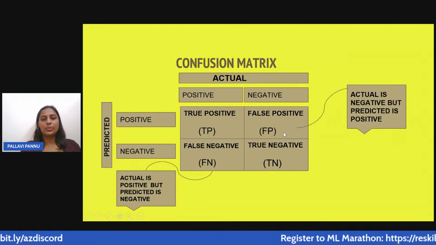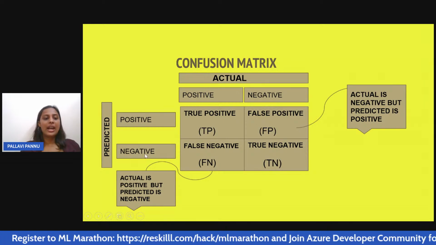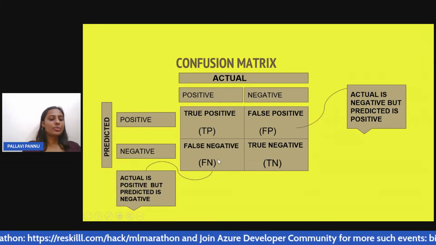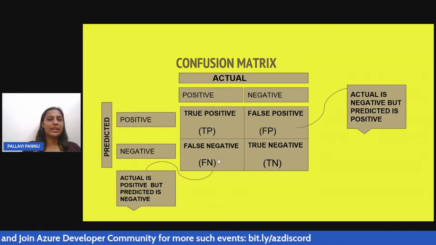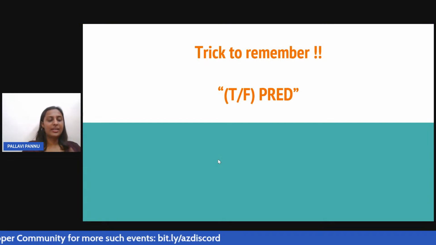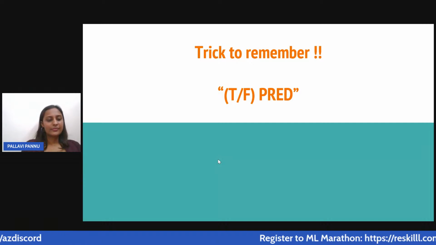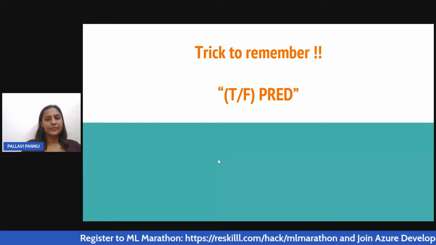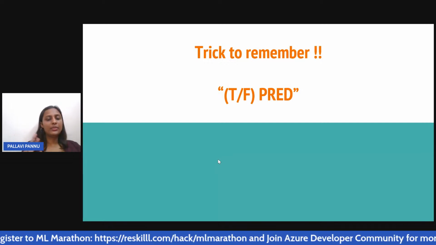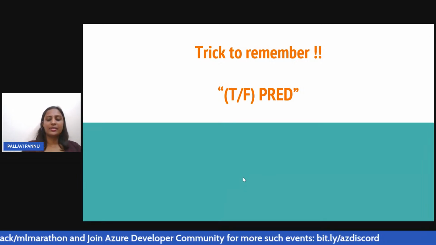False positive means actual is negative but predicted is positive. False negative means actual is positive and predicted is negative. So this was about the confusion matrix. Initially it will look like a confusion, but using this trick I can assure you that you're good to go. Just check the values, actual and predicted. If they are matching, select true. If they are not matching, select false, and choose the predicted.